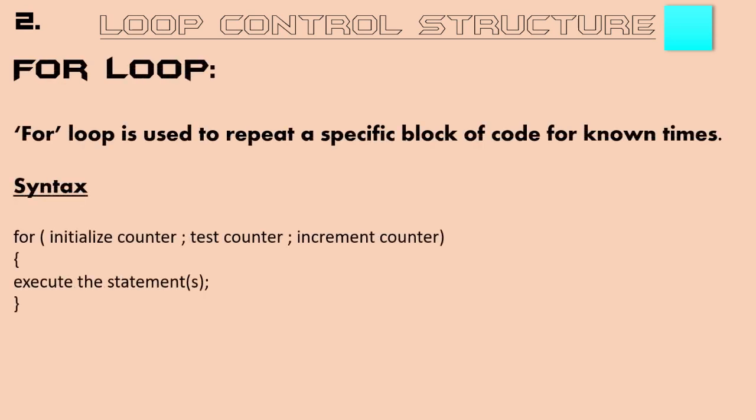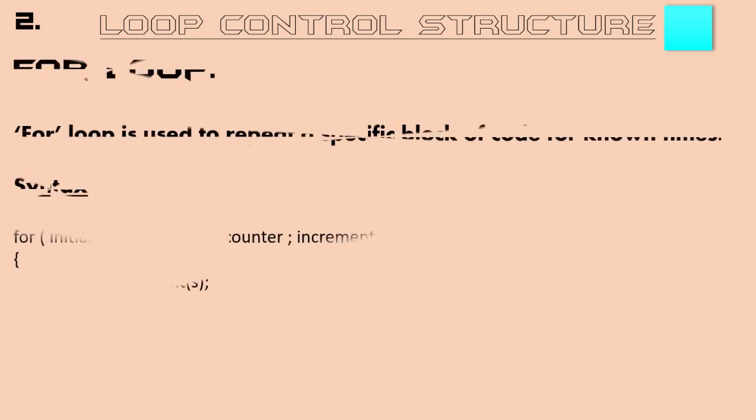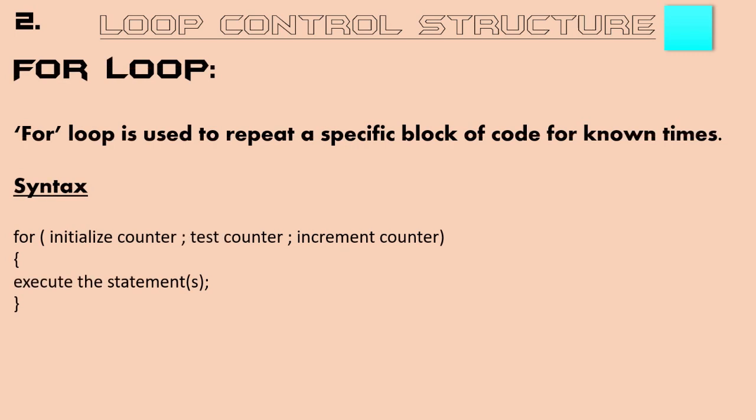This is the second part of this series on loop control structures in C, that is the for loop. In this video we will discuss the for loop. Let's start without wasting any time. The for loop is used to repeat a specific block of code a known number of times.